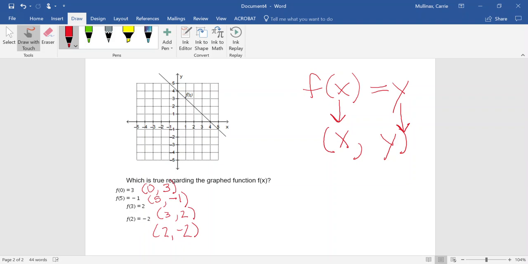So when I look at my line, which point does it contain? Is 0, 3 on that line? No. Is 5, -1 on that line? Yes. Is 3, 2 on the line? No. Is 2, -2 on the line? No. So the correct answer would be 5, -1.